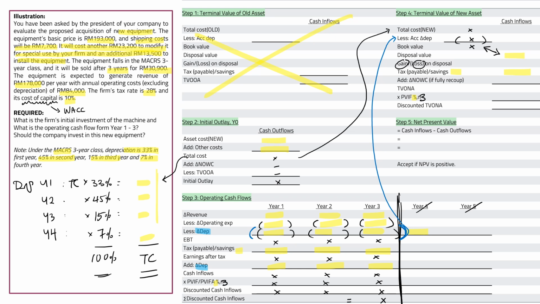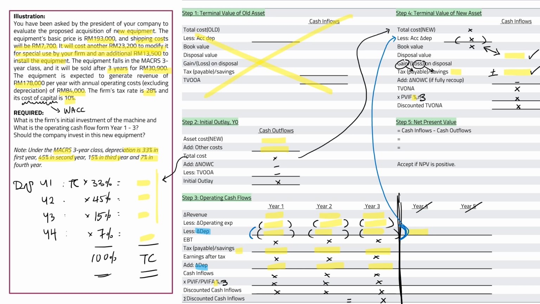If we have a gain on disposal, we have to pay tax. If we have a loss on disposal, we get tax savings. Therefore, this tax amount here is plus or minus, depending on what we got. Okay, change in NOWC, the same as in step 2, we do not have it in this case. So, terminal value of new asset is the disposal value, because we sell it off, right? The tax implication from it, and that's how we get our TVONA. And of course, we times it with the PVIF, and then we get the discounted TVONA.